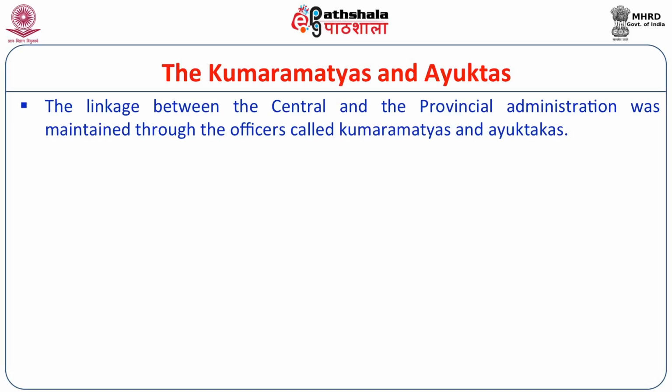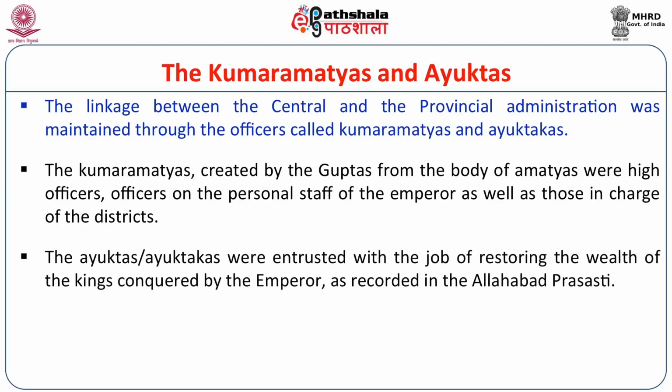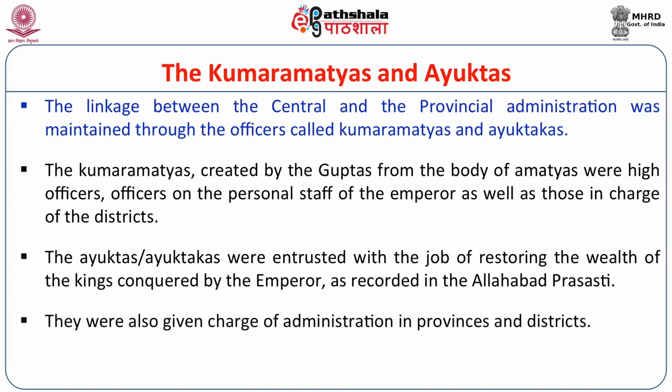Now we move on to the provincial administration. The linkage between the central and the provincial administration was maintained through the officers called the Kumaramattyas, about whom we have already discussed, and the Ayuktakas. The Kumaramattyas created by the Guptas from the body of the Amatyas were high officers, officers on the personal staff of the emperor as well as those in charge of the districts. The Ayuktas or Ayuktakas were entrusted with the job of restoring the wealth of the kings conquered by the emperor as recorded in the Allahabad Prashasti. They were also given charge of administration in provinces and districts.